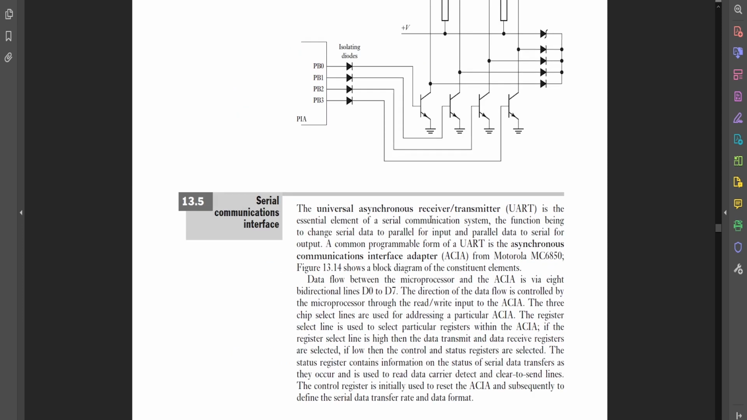Serial communication interfaces. The universal asynchronous receiver and transmitter, the UART, is the essential element of a serial communication system, the function being to change serial data to parallel for input and parallel data to serial for output. A common programmable form of a UART is the Asynchronous Communications Interface Adapter, ACIA, from Motorola. Okay, I'll leave out the example bit and just put this bit in.